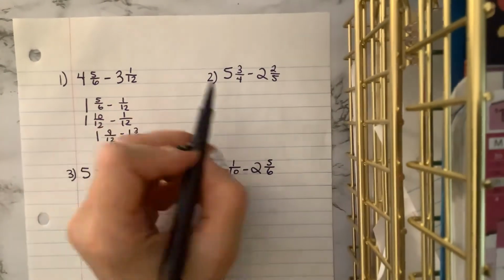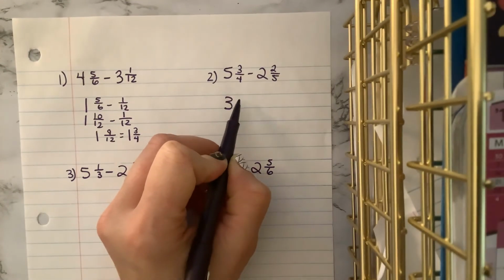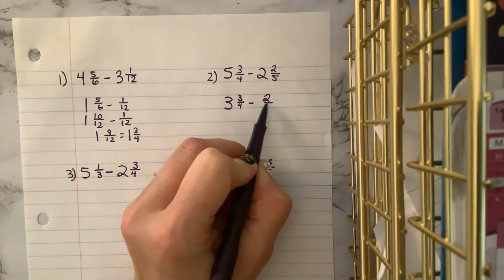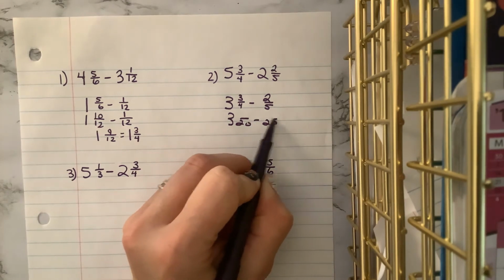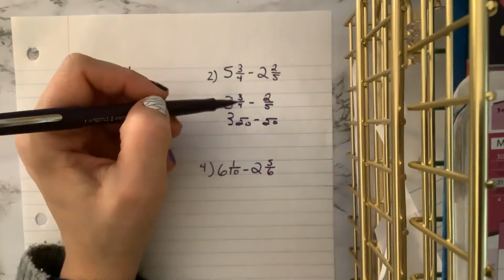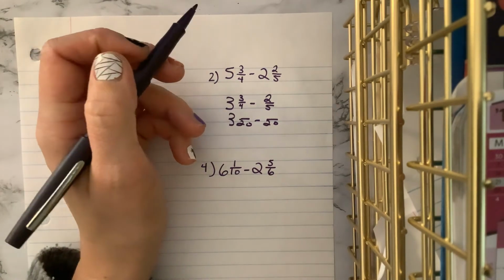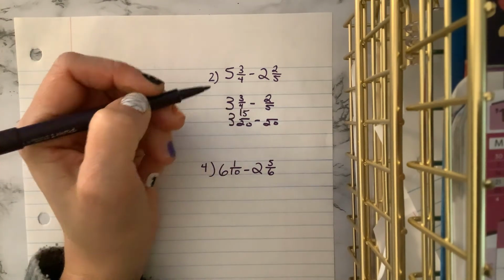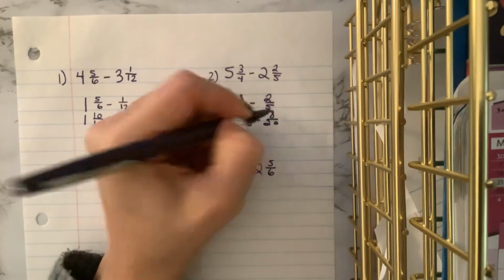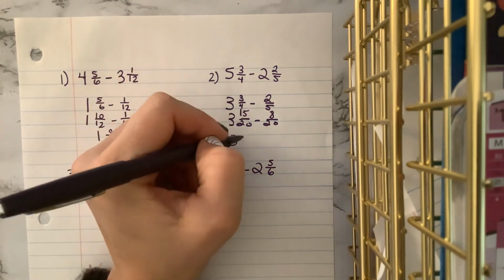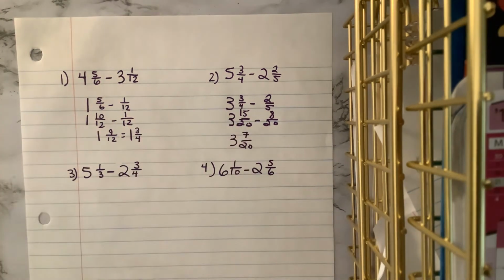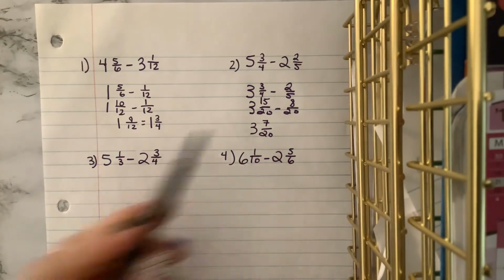Let's try 2. 5 minus 2. You should have subtracted your whole numbers and gotten 3, 3/4 minus 2/5. We find our common denominator, which is 20. 3/4, when we find our equivalent fraction, should be 15/20. 2/5 should be 8/20. So we do our subtraction. 15 minus 8 is 7. So we're at 3 7/20. Can we make it proper? Nope. Can we simplify? No. So 3 7/20 is our answer.